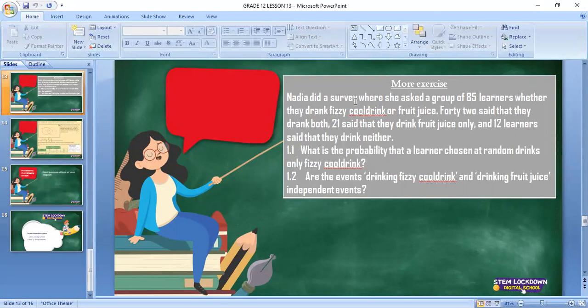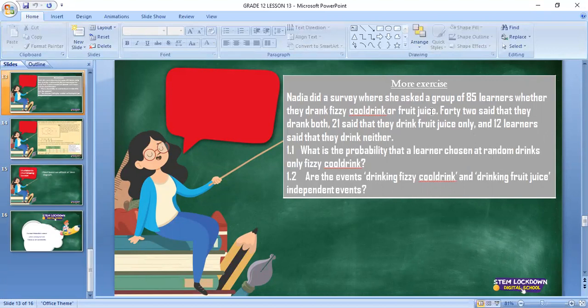Nadia did a survey where she asked a group of 85 learners whether they drank fizzy drink or fruit juice. 42 said they drank both, 21 said they drank fruit juice only, and 12 learners said that they drank neither. What is the probability that a learner chosen at random drinks only fizzy drinks?